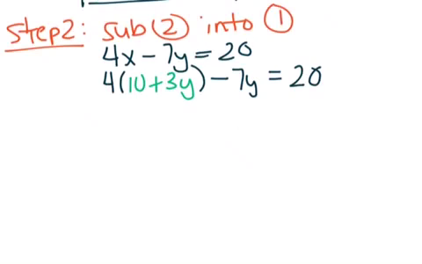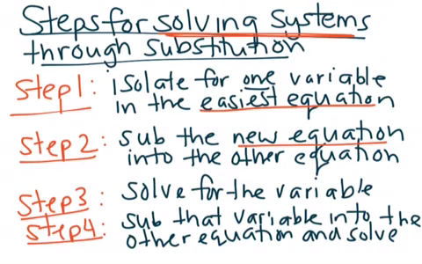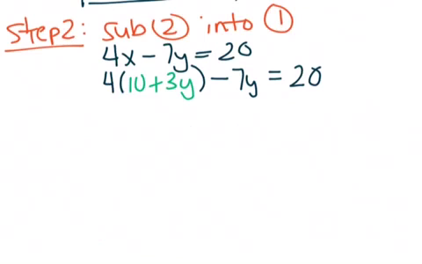All right, so now let's check what step number 3 says. Step number 3 says solve for the variable. Okay, we can do that. The only variable left here is y, so we're going to solve for y. So now let's go to step 3, solve for y, and let's do this. We're just going to use the algebra skills that we learned in the last unit.